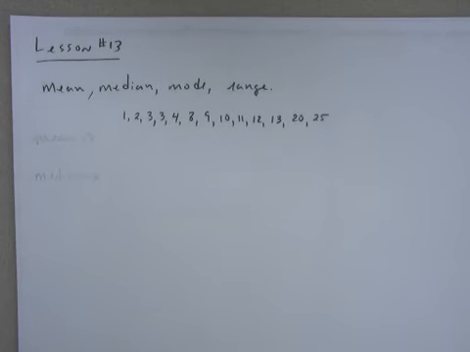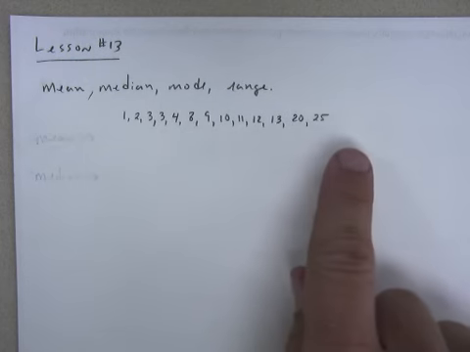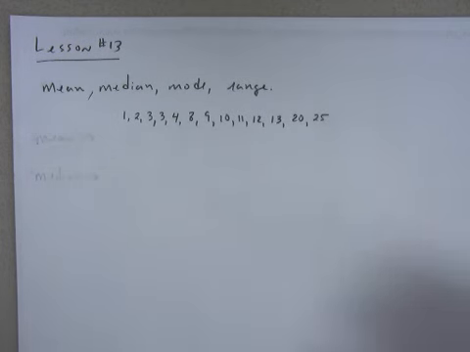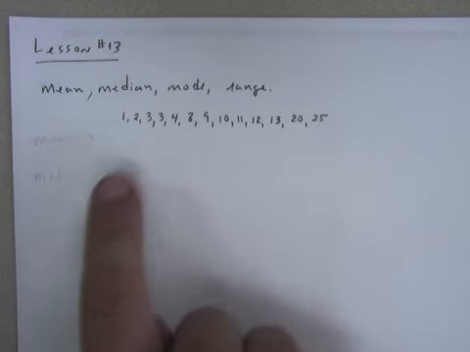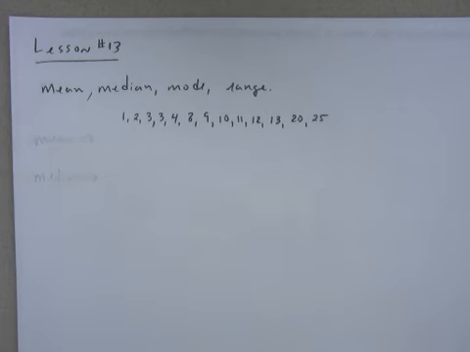All right, this is lesson number 13. We're working through mean, median, and mode. Mean, median, and mode has to do with a bunch of numbers that are usually associated together. I have a bunch of numbers here: 1, 2, 3, 3, 4, 8, 9, 10, 11, 12, 13, 20, and 25.